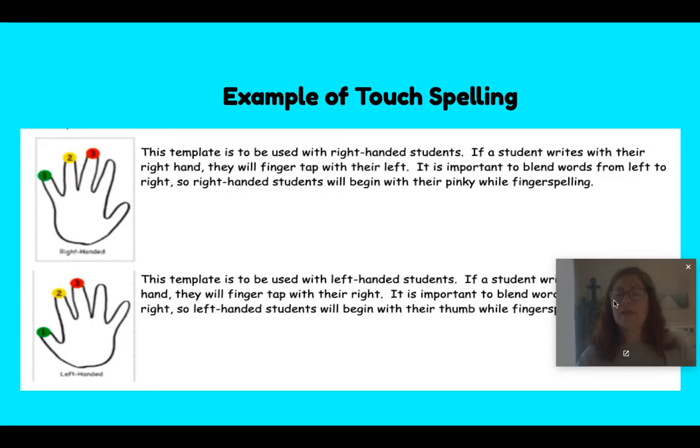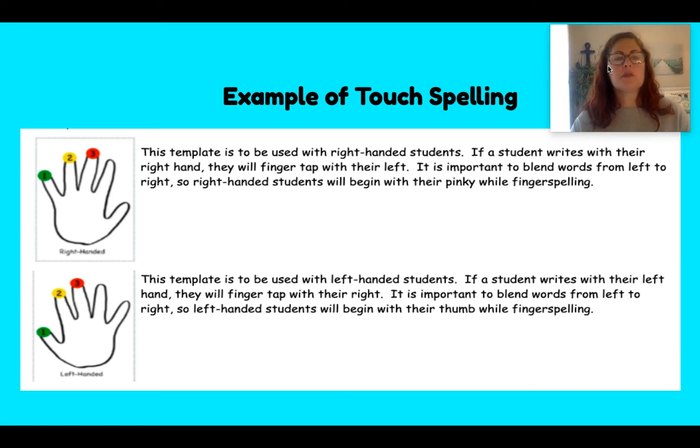This is just a reminder right here of touch spelling. If your child is a right-handed student, they will have their pencil in their right hand and they will touch spell with their left, touching the table. At. If they're a lefty, they would write with this hand and they would do it this way. At. So that they're following the left to right sequence of our language. And they can do it while they're writing.